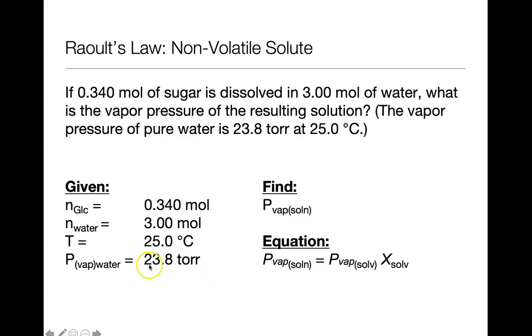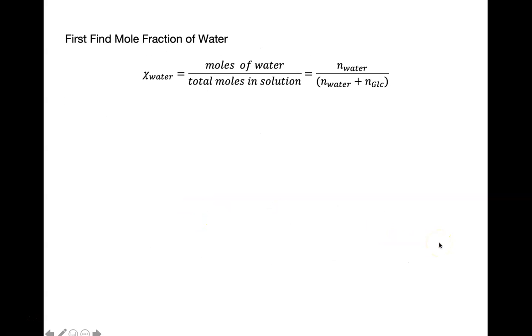That means I better know these two variables. P_vap of the solvent: my solvent's water, I got that. Chi of the solvent: I don't see chi in my givens, but since chi is the mole fraction, and I do have the number of moles of solute and solvent, it shouldn't be too hard to finish this problem off. So first we need to find the mole fraction of water.